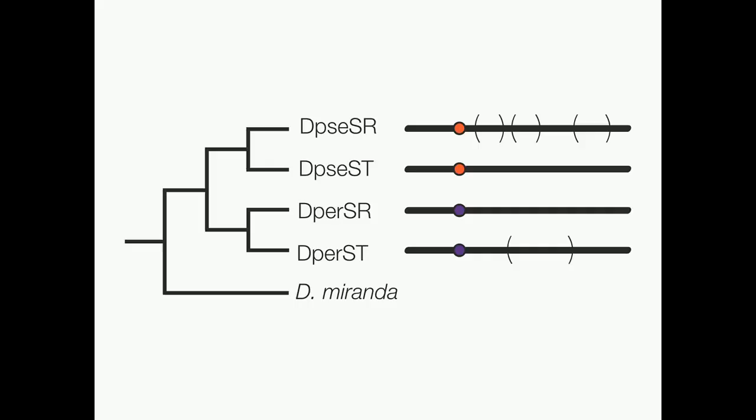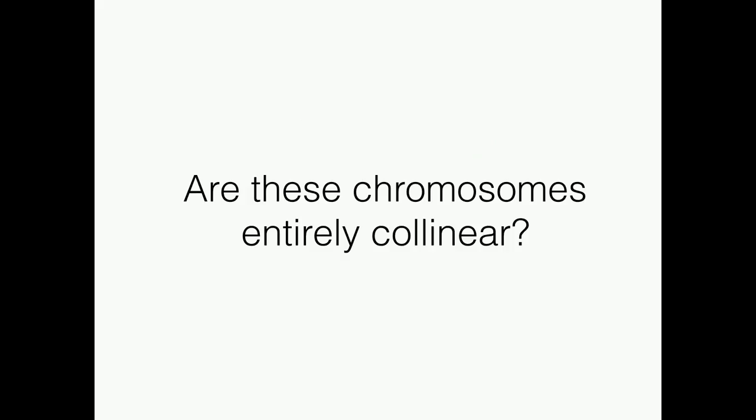I'd like to begin today by telling you about the story of Drosophila persimilis. And I want to focus first on this strange collinearity. This was first noted by Dobzhansky back in the 40s, but I think the first question that comes to mind is, how exact is this collinearity? Are these chromosomes entirely collinear, and does this extend down to the molecular level?